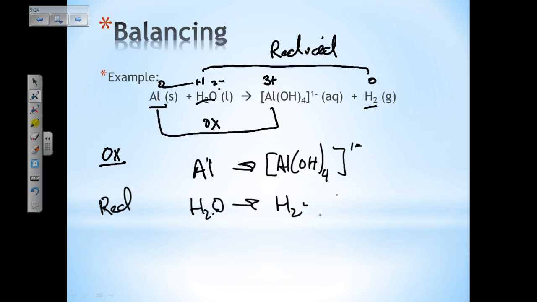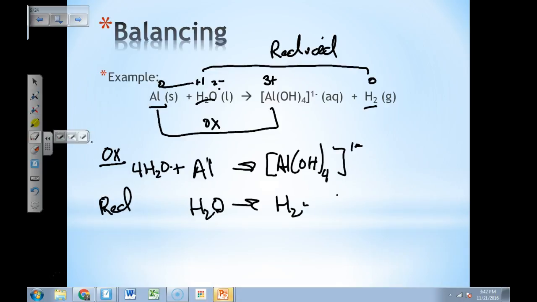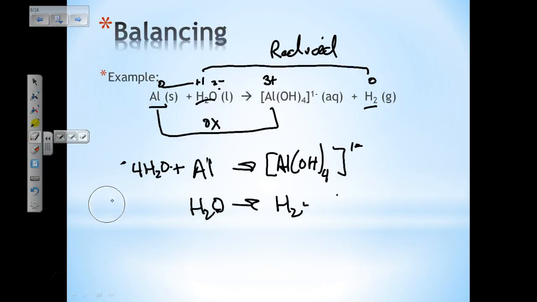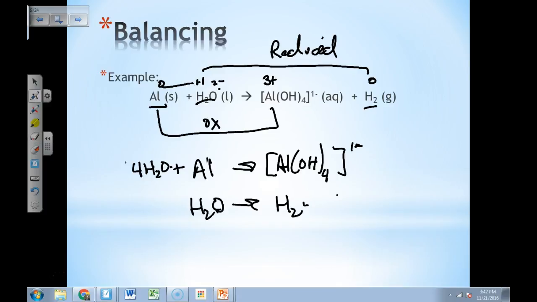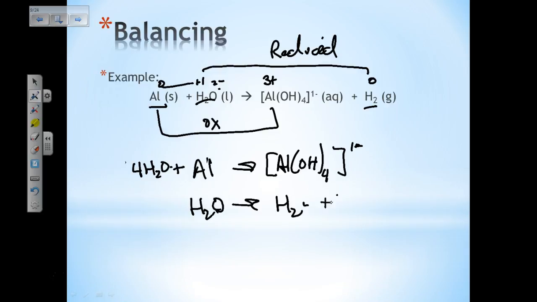We balance everything but hydrogen and oxygen. Everything but hydrogen and oxygen is balanced. Now we balance oxygen using water. Here are our 4 oxygen atoms, so we're going to put 4 H2O here. So that's 4 O's and 4 O's. And now here we need to add 1 H2O.